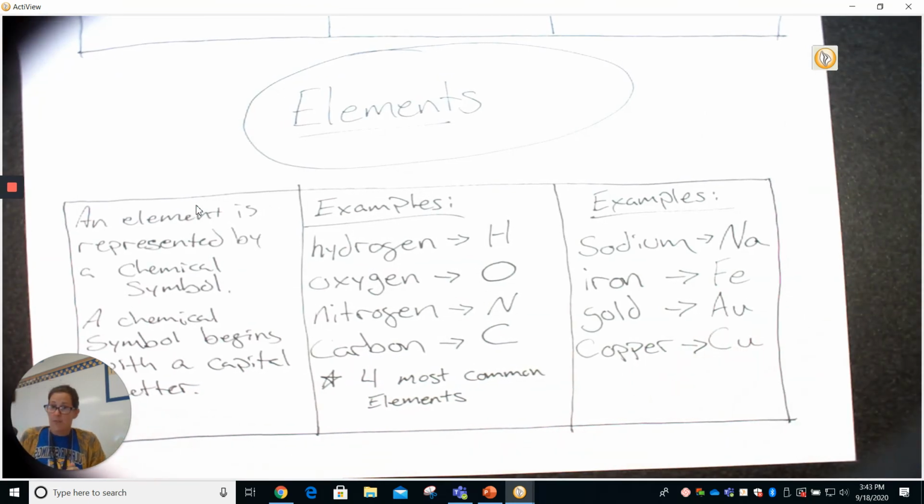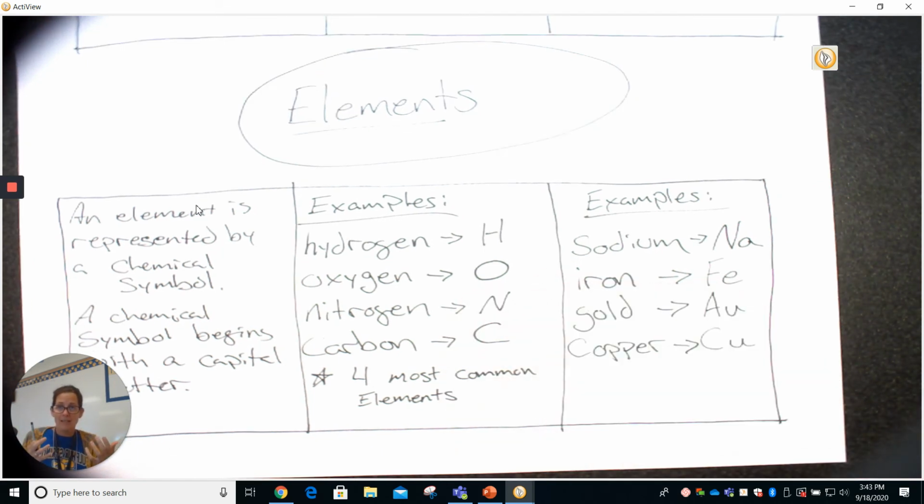Okay? So there is your notes. Remember to go ahead and take a picture of your note page, upload it with this assignment so that I know that you got these notes and you'll know what we're talking about when we talk about elements.